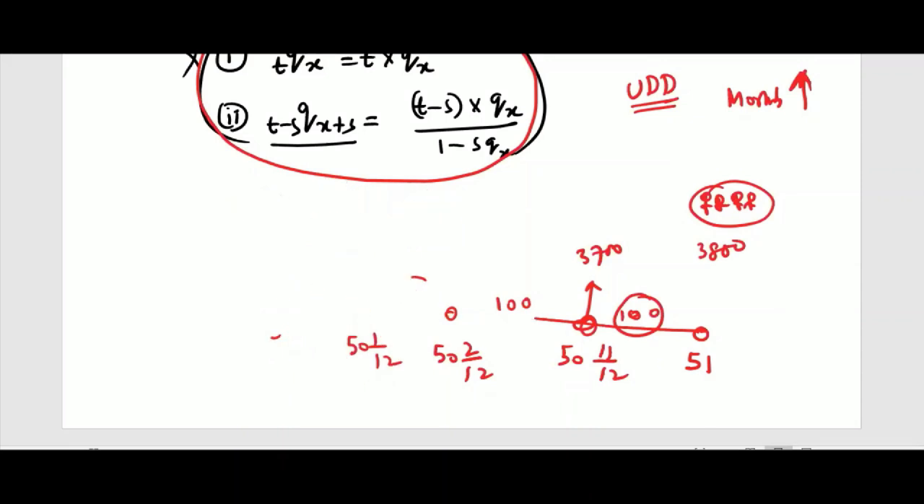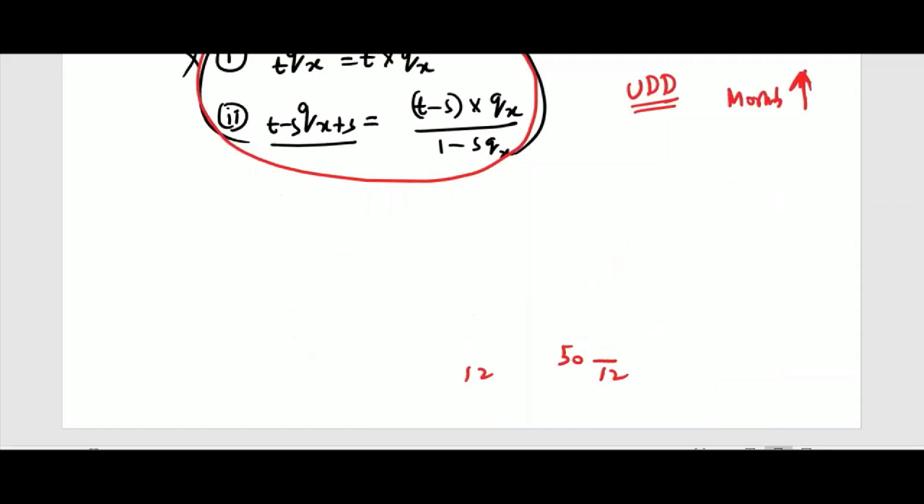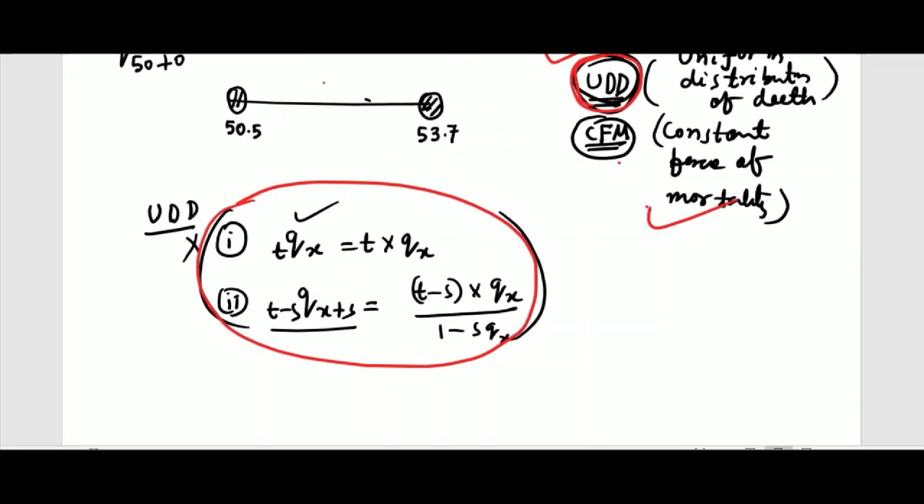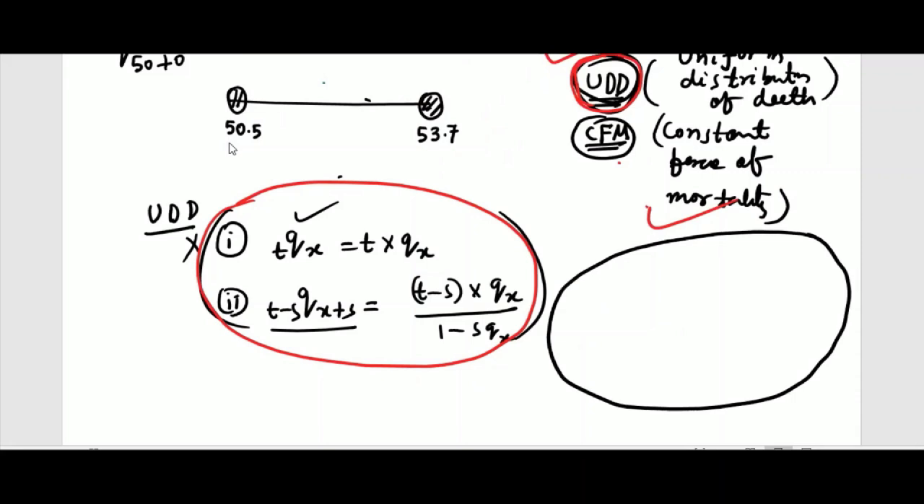In constant force of mortality, the derivation is there. That's very easy. It's not required also, you can keep it. I don't think they will give the proof in the exam because it's open book. However, if it comes, you can still use it. If you want, you can go through it once also. But more than that, you should know how to apply CFM.